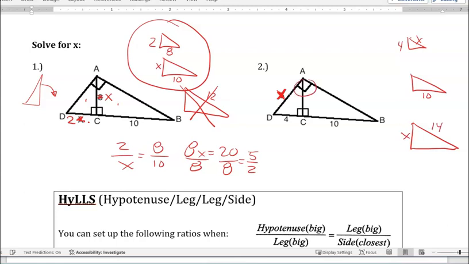So you figure out which triangle is not helpful. You can see this one does not have enough information, medium is not helpful, and you can now set up your proportion with the small and the large. 4 is to x, as x is to 14. Cross multiply.